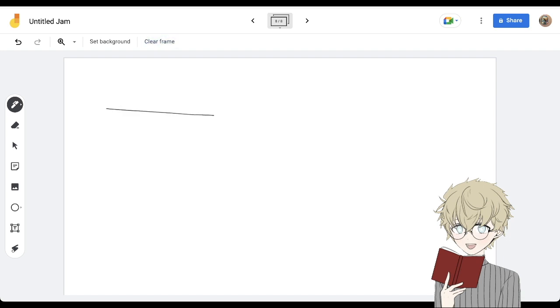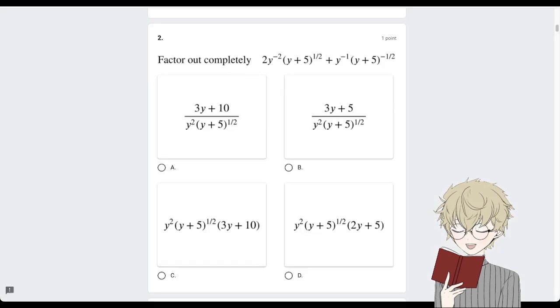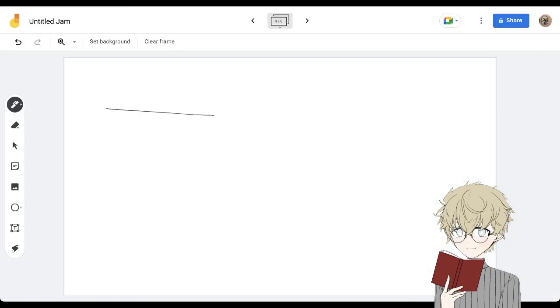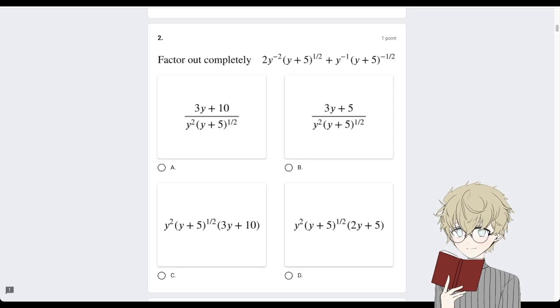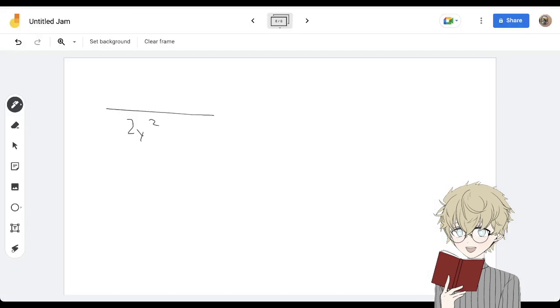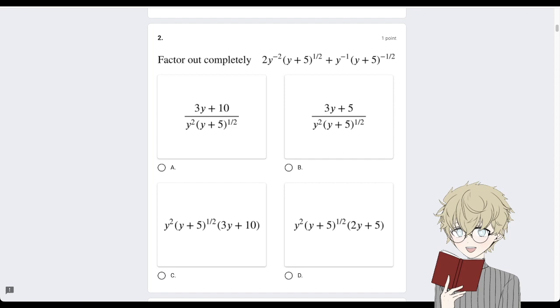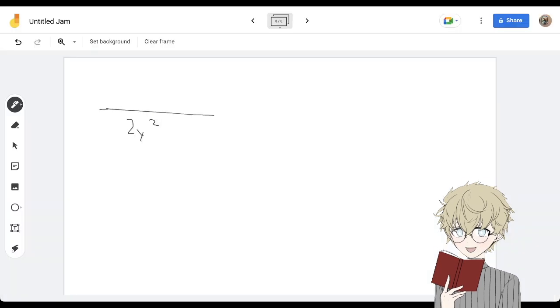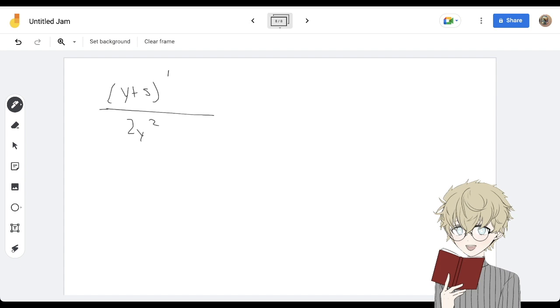No. We're gonna make it a fraction movement, right? We're gonna put 2y squared here, and we're not gonna make it negative because it's down in the denominator already. I told you that's what it means, right? And we're gonna have this as the numerator, the y plus 5 to the power of 1/2.